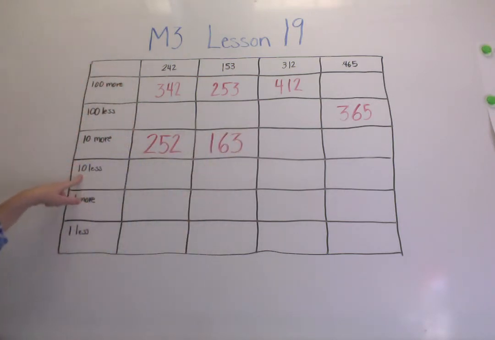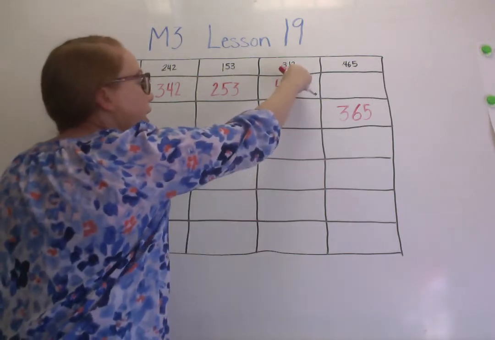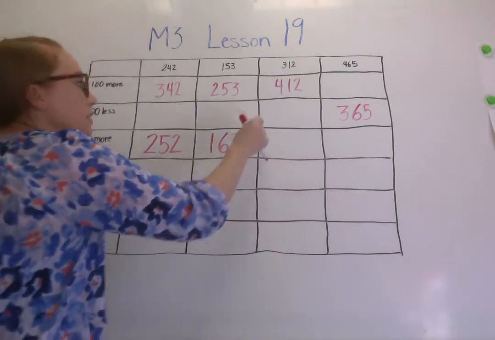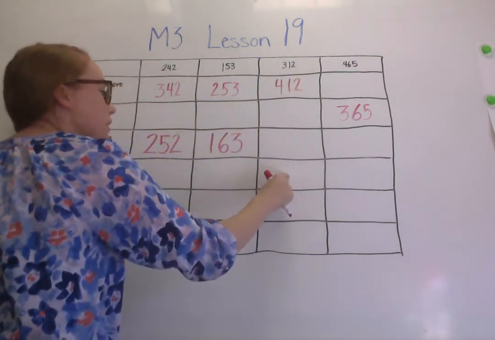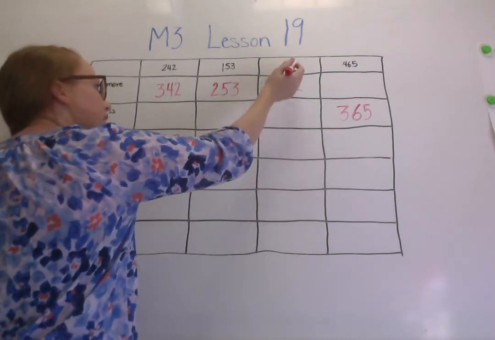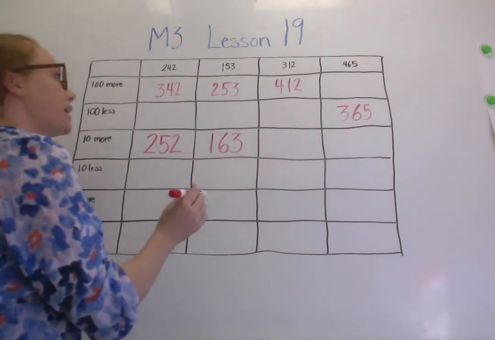Next part says 10 less. Well, I need 10 less than 312 to answer this one. Well, what place is going to change? My hundreds, my tens, or my ones? It says 10 less. So my tens place is going to change.